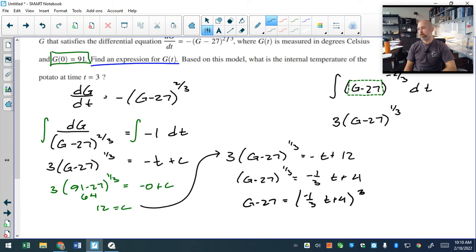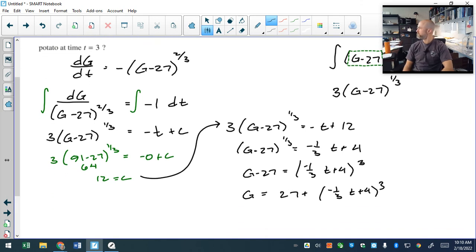Okay, we cube both sides, and then we add 27. So 27 plus this stuff cubed. That's ugly, wasn't it? Now we can finally plug in 3, because it does say find the temperature at time 3. So that's 27 plus -1/3 times 3, which is -1, plus 4 cubed.